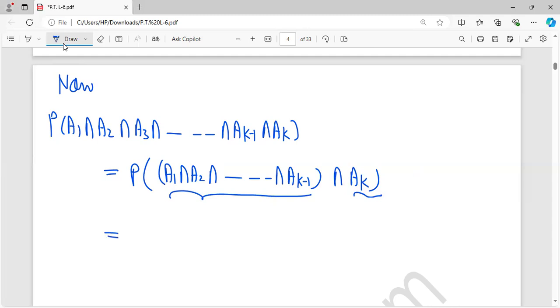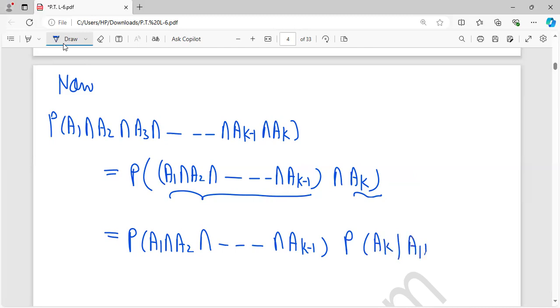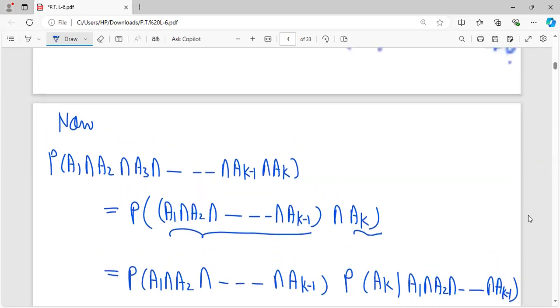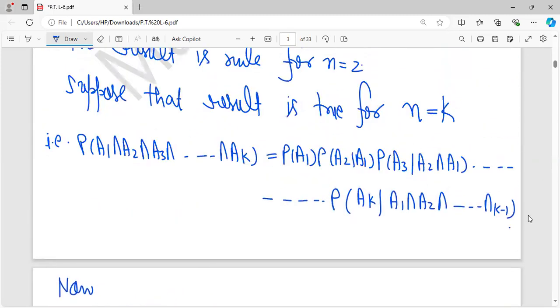You apply the probability multiplicative rule, which is valid for n equal to 2. We are considering this as one event, and this is also one, so we have two events' intersection. What is the probability? P of A1 intersection A2 intersection up to AK minus 1, times probability of AK relative to A1 intersection A2 intersection up to AK minus 1. Okay. Let's take this as equation number 3.